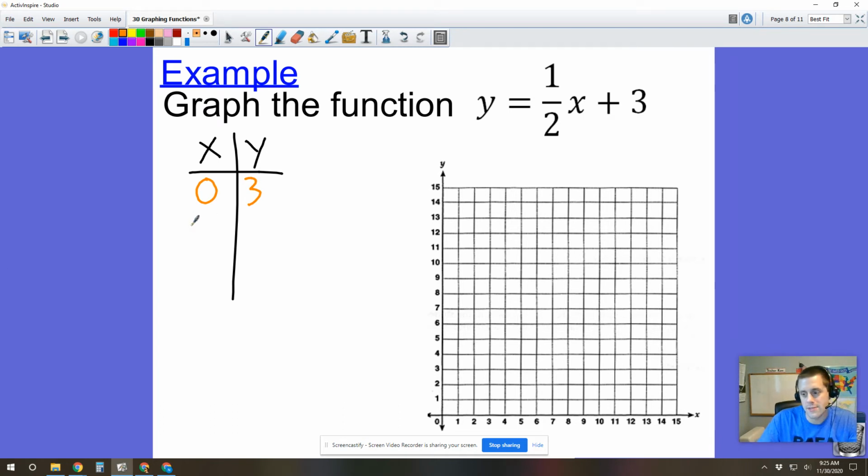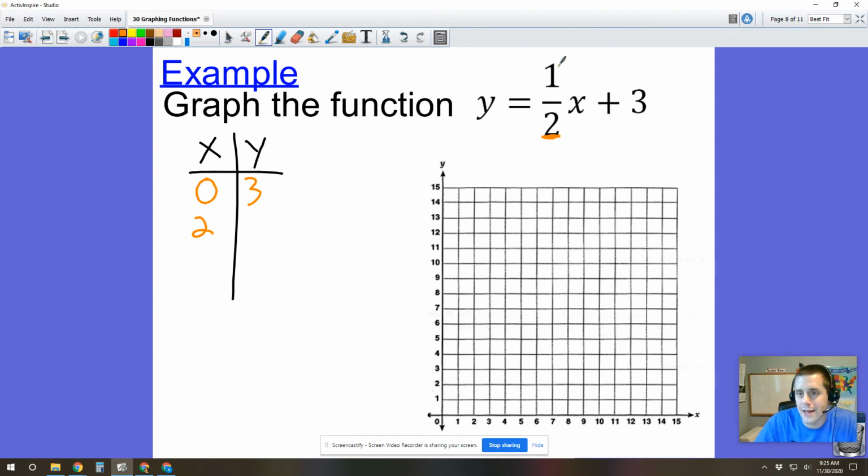If I choose a 1 as my next input value, plugging a 1 in here, 1/2 times 1 is 1/2, and 1/2 plus 3 is 3.5. That ordered pair would work, 1 and 3.5. However, graphing 1 and 3.5 is a difficult concept for a lot of students. If you want to avoid dealing with fractions when you're graphing these linear functions, when the coefficient on your independent variable is a fraction, choose multiples of the denominator. That will always ensure you have a whole number to graph. So because my denominator is a 2, I want to choose multiples of 2 for my input value. So I'm going to plug a 2 in next.